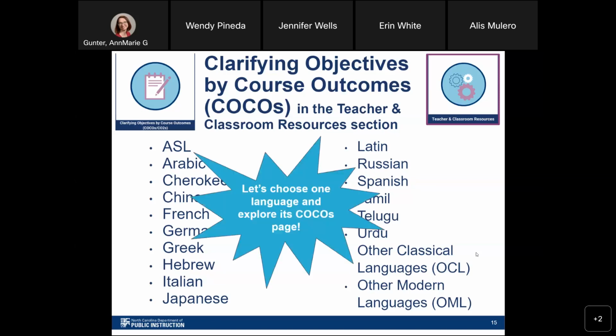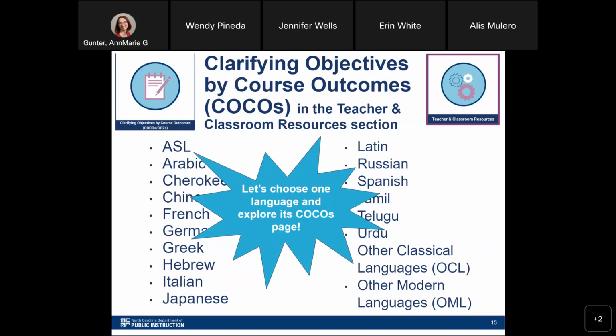I wanted you to choose one language and we'll explore its COCOs page. So take a moment, and of the languages you see listed there, please put in the chat which language page you would like to explore so that we can do that together. What do you want to see? I'll give everybody a minute to pop in what they would like to see. I see a vote right now for Spanish and Cherokee. Japanese. Okay. We've got a variety going on here.